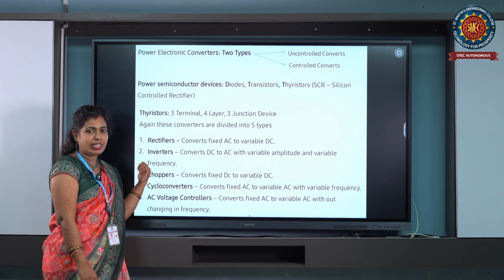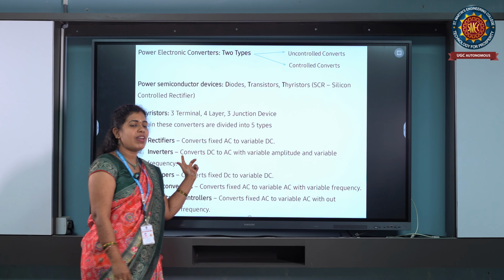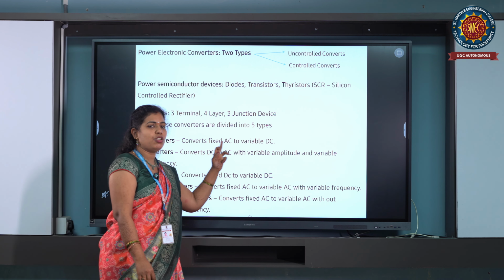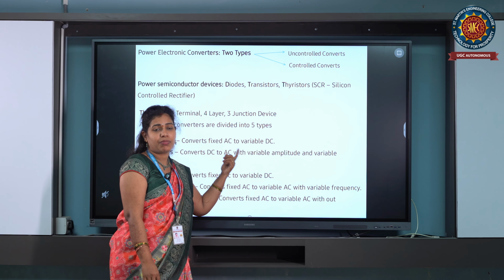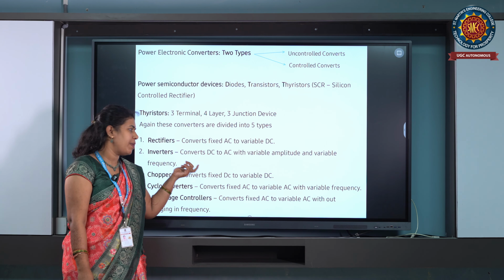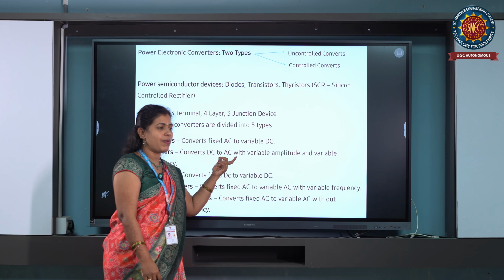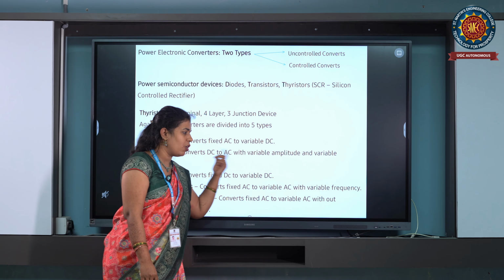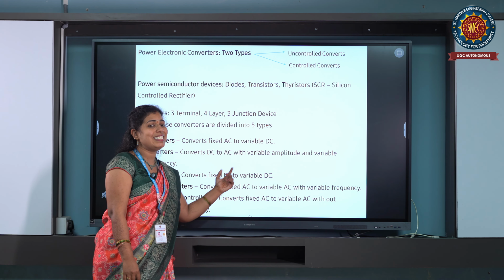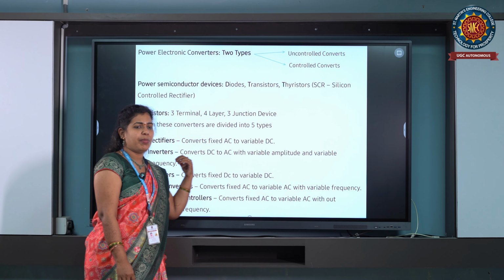and variable frequency. Why are we saying variable frequency? Here we are giving the DC supply, which has 0 frequency, and we are converting that DC into AC, which has some frequency. It may be 50 hertz, a constant frequency, but by using the inverter, we can convert it to whatever frequency we require. And choppers are also called DC to DC converters, and they convert fixed DC to variable DC.